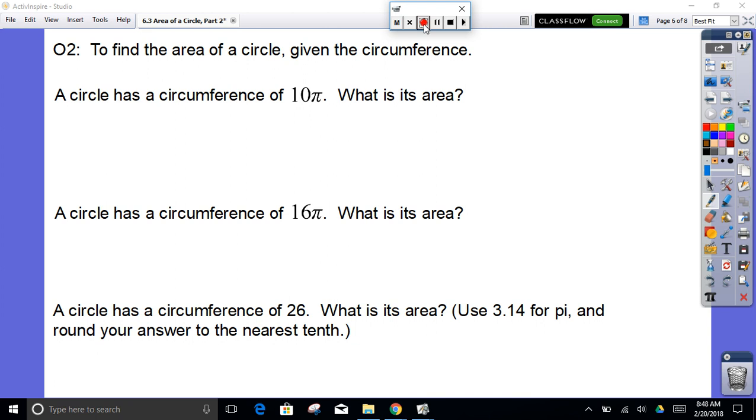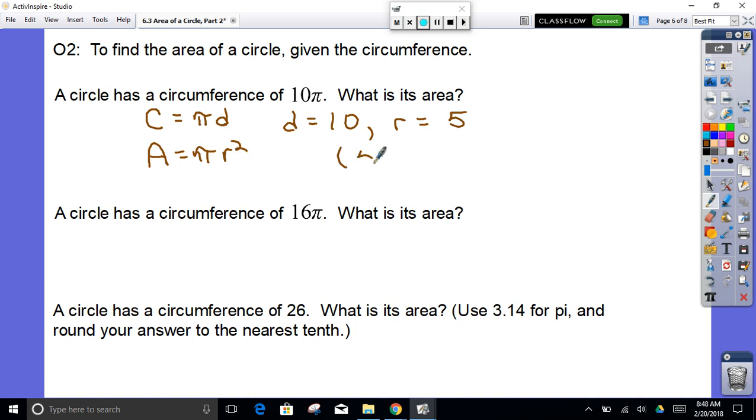So let's do that in slow motion. A circle has a circumference of 10 pi. We know that the circumference is pi times the diameter. So pi is the same in both of these equations. The diameter then has to be 10. So the diameter of this circle is 10. If the diameter is 10, the radius is half of the diameter, so the radius is 5. And the radius is what we need to know for the area formula, which is pi times the radius squared.